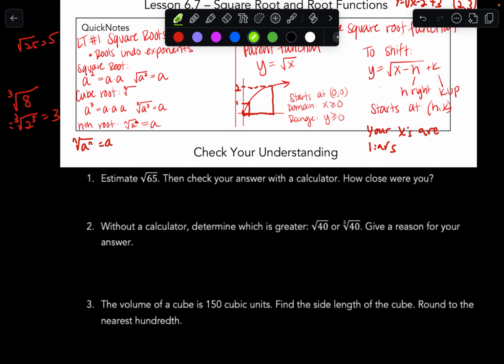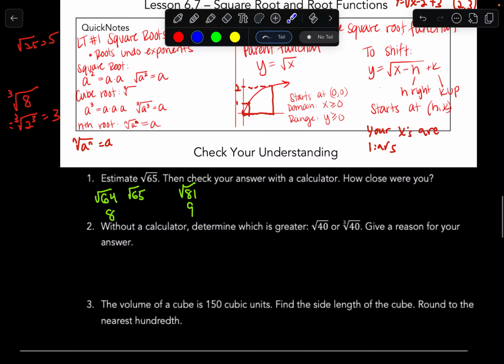Well, yeah, if you just do some thinking, we know that 64 is a perfect square. The square root of 64 is 8. And we know that the square root of 81 is 9. So the square root of 65 has to be between the square root of 64 and the square root of 81. Logically, I hope you get that.